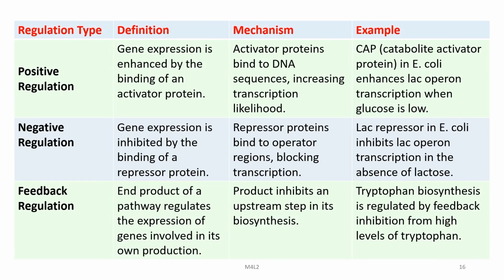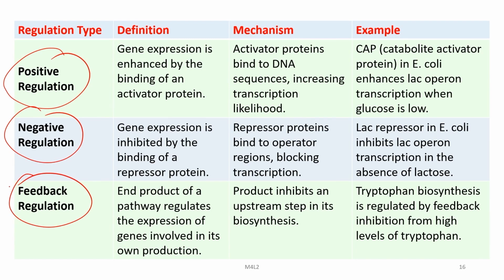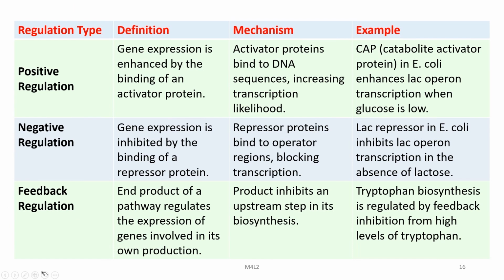Then we have positive regulation, negative regulation, and feedback regulation. In positive regulation, gene expression is enhanced by the binding of an activator protein. Activator proteins bind to DNA sequences and increase the likelihood of transcription. Examples like the CAP, catabolite activator protein, in E. coli enhance lac operon transcription when glucose is low.